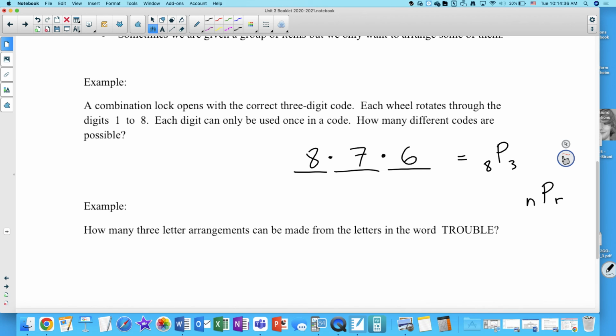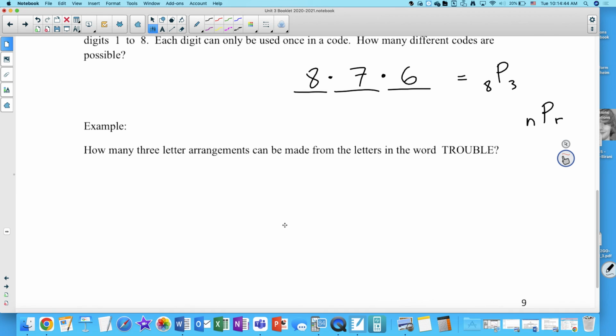Okay? All right, next, how many three-letter arrangements can be made from the letters in the word trouble? How many letters do we have to choose from? 7. Yes. We're only arranging 3 of them. How many options do we have for the first letter? 7, and then 6, and then 5. So using permutation notation, we could write this as 7P3. We have 7 objects to arrange, but we're only arranging 3 of them.